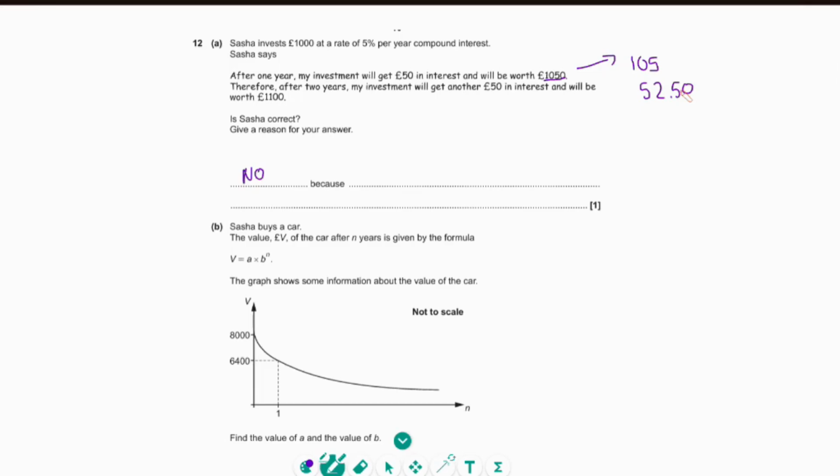So we can write something along the lines of the value of the interest changes each year as the amount grows.